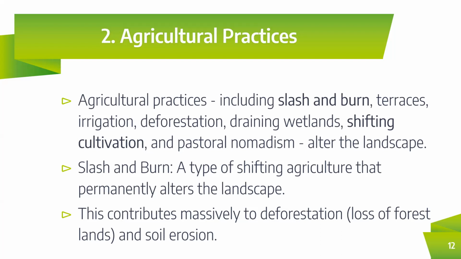Some of them I won't talk about in depth because we've already learned about them, like slash and burn, a type of shifting agriculture that permanently alters the landscape. You could go back to topics 5.1 and 5.2 and get into all of that. But again, slash and burn involves cutting and burning forests to create fields for crops. This contributes massively to deforestation, the loss of forest lands, and soil erosion.